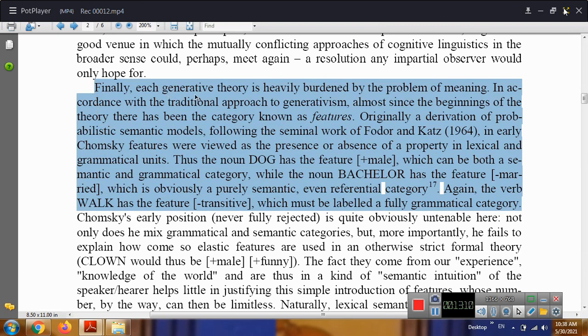Each generative theory is heavily burdened by the problem of meaning. In accordance with the traditional approach to generativism, almost since the beginnings of the theory, there has been the category known as features. Dear student, by features we mean this plus and minus. This plus and minus, we call these symbols plus and minus as features.